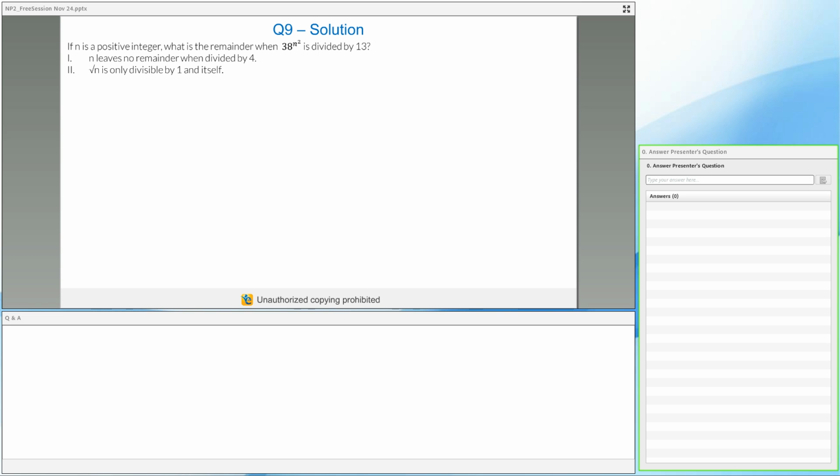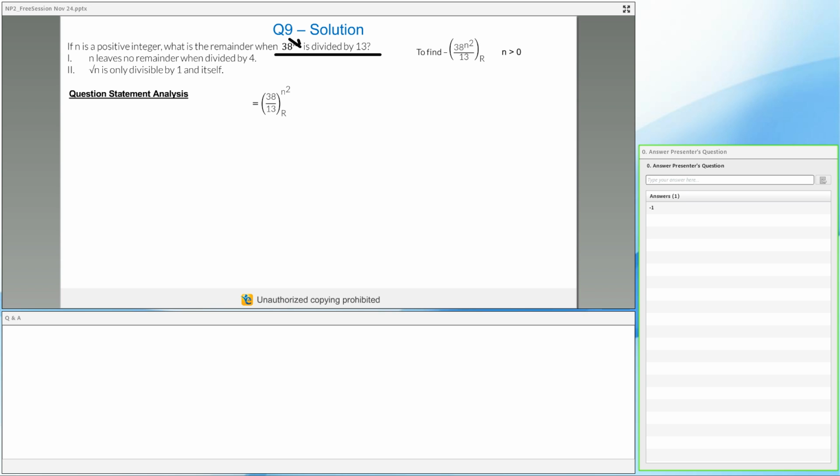Now in this case, I need to find the remainder when 38 to the power n squared is divided by 13. As I told you, we can ignore the power and first figure out the remainder when 38 is divided by 13. Tell me, what will I get as the remainder when 38 is divided by 13?